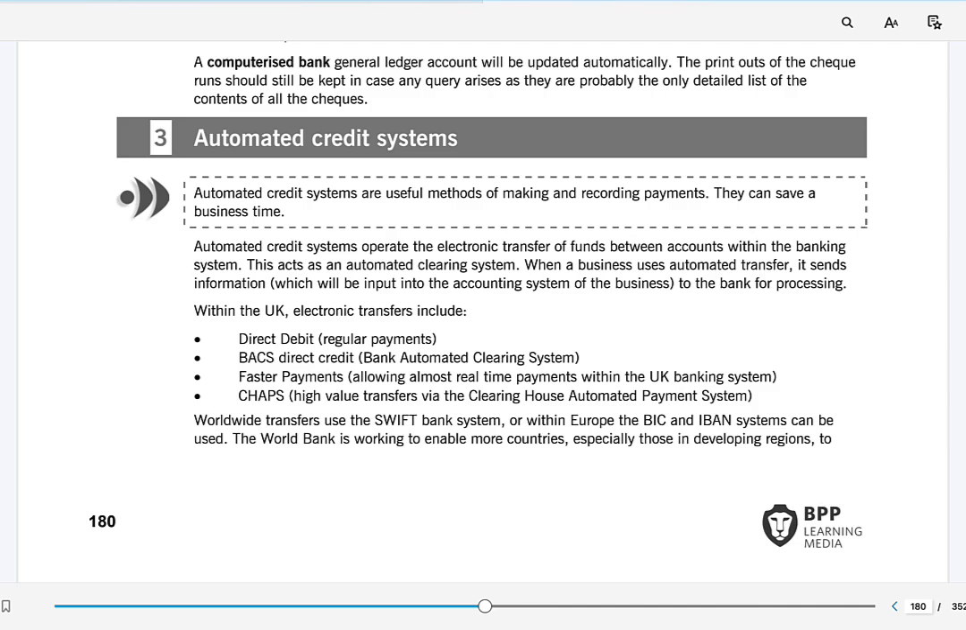Reason 4. It improves control and tracking. When money is moved electronically, the bank statement shows clear details. Payments can be traced and matched to records. So it becomes easier to check if a payment happened or not. Reason 5. It supports regular payments. Automated systems make it easier to pay regular bills. For example, rent, taxes, electricity, and telephone bills. Many of these are paid automatically each month. So you can see, automated credit systems help businesses operate smoothly.